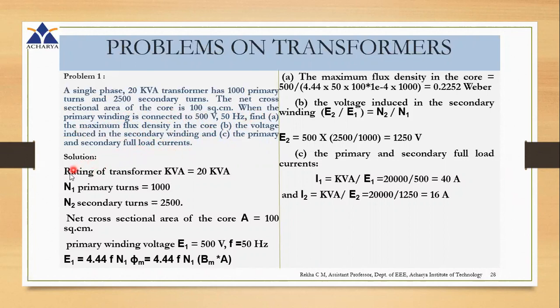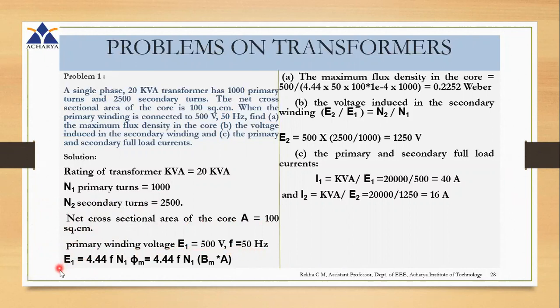So first you write down the given data. The rating of the transformer is given, that is 20 kVA. The number of turns in the primary, that is N1, is given. Again, the number of turns in the secondary N2 is given. The net cross-sectional area of the core A is given as 100 square centimeter. The primary winding voltage E1 is equal to 500 volts. Again, the frequency F is 50 hertz.